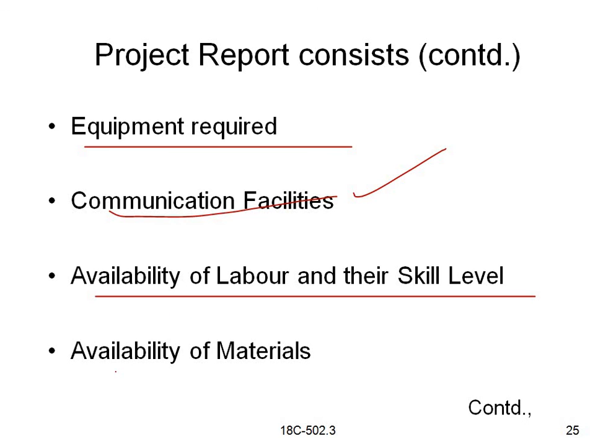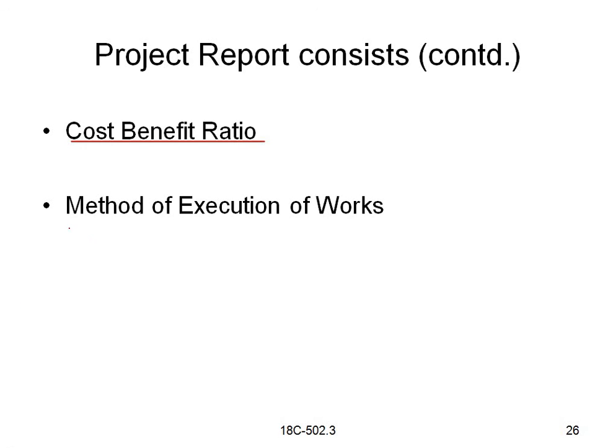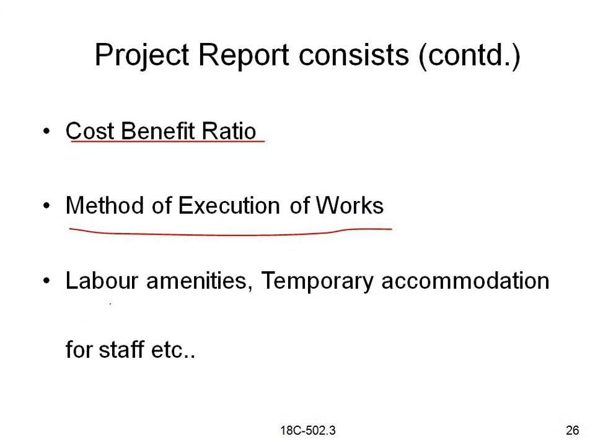And next is the availability of materials. From the start I am saying this: availability of materials, workmen, labor, because to run or complete a project, these are the main things we require. Without manpower or power or water, we cannot complete the project. And the materials are also compulsorily required. Okay, so here we have the cost benefit ratio, method of execution of works, labor amenities, that is temporary accommodation for staff, etc. These are some of the things provided in the construction sites.